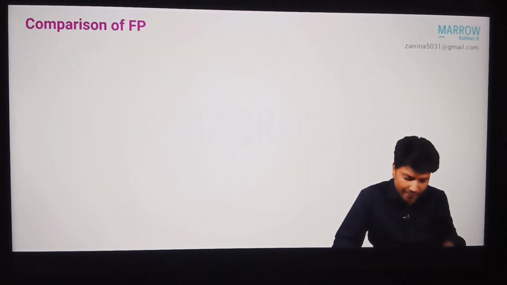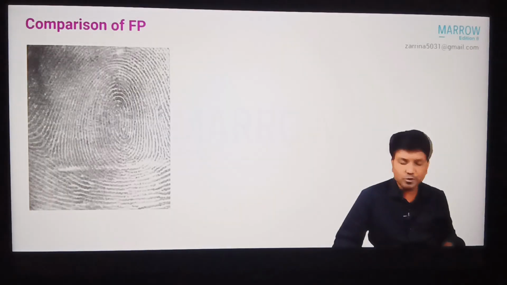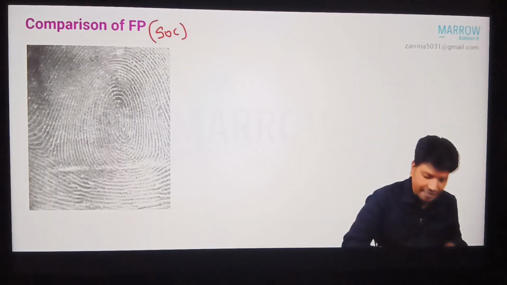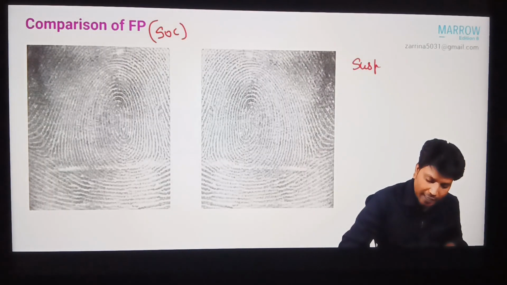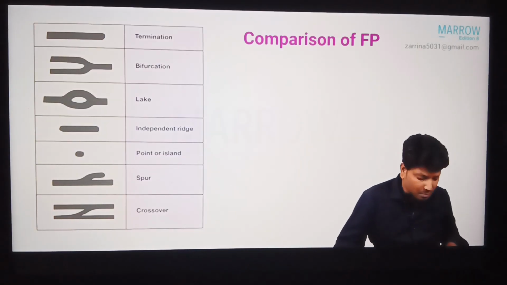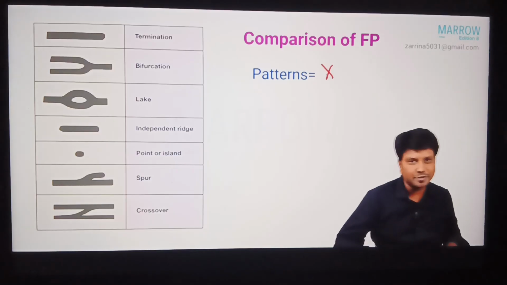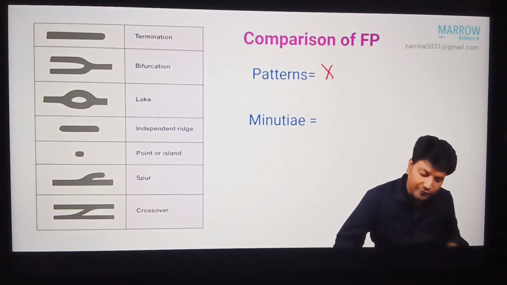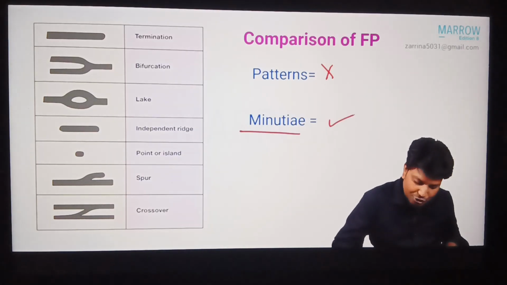Right? Now, what happens is you have to have fingerprint. Suppose this is a fingerprint taken from the SOC, that means scene of crime. This is a fingerprint taken from the suspect. I would like to know whether both fingerprints belong to the same person. So how will you compare the fingerprint pattern? Remember, you're not supposed to compare the patterns of fingerprint. You have to compare the ridge characters. We call it as minutiae.